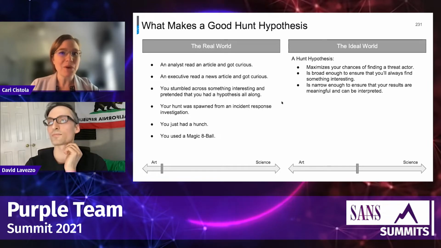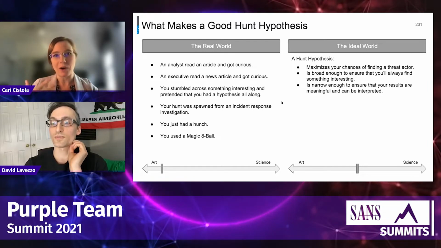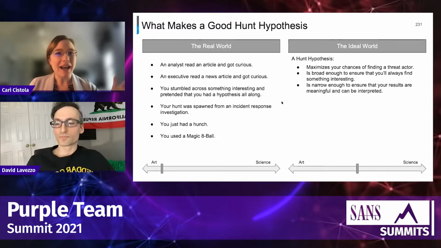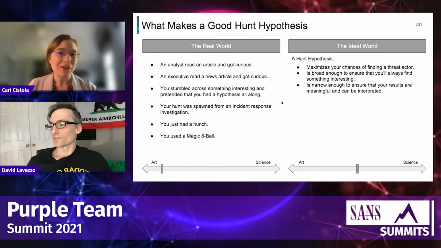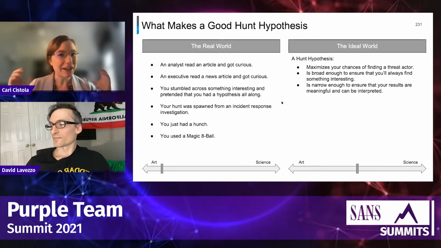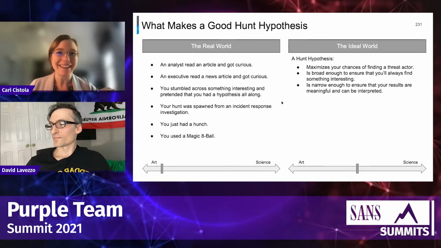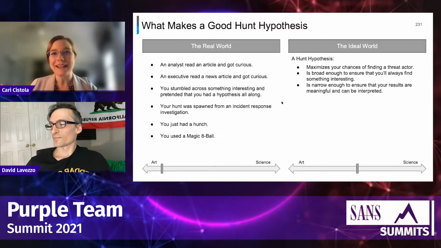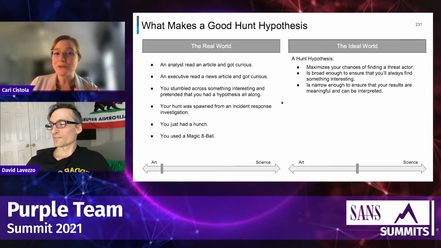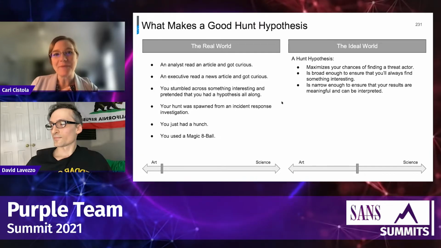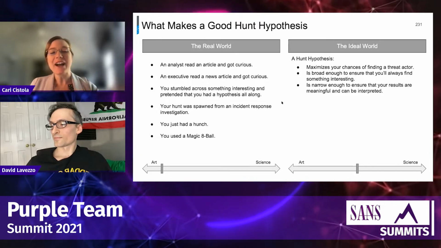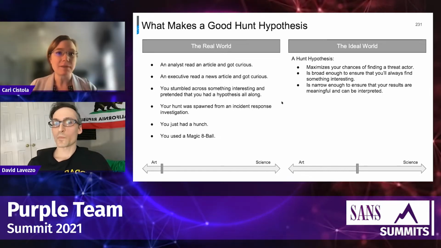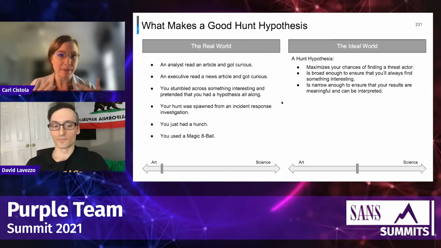Most of the time, it's a little bit more of an art than it is a science, right? Sometimes it's just an analyst was reading an article and got curious, and that's awesome because curiosity is a cornerstone of threat hunting. So that is super great when that works out. Some of the other ones I get are an executive read a news article and got curious, which is not quite the time you want to be threat hunting necessarily, but it comes up pretty frequently in my experience.